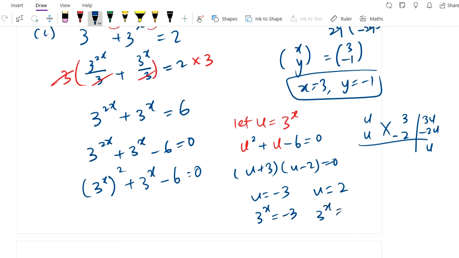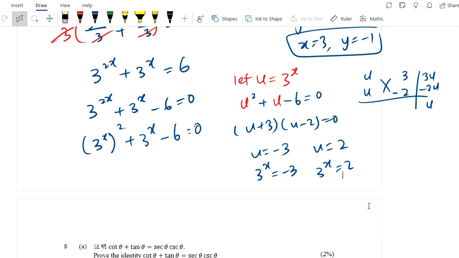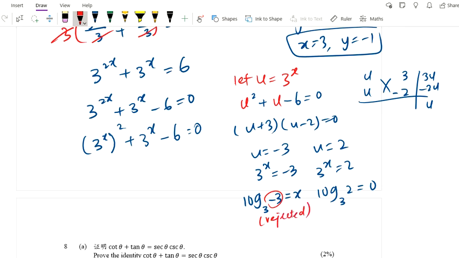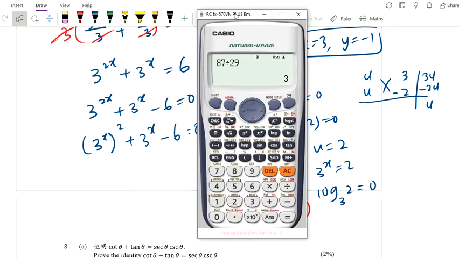And what should you do next? Just convert it to log. So x equals log base 3 of negative 2, and x equals log base 3 of 3 over 2. We know that the argument of a log cannot be negative, so there is no answer for this one. So we just reject this answer. Then we just focus on this one: log base 3 of 3 over 2. This one should be 0.4 something, if not mistaken.